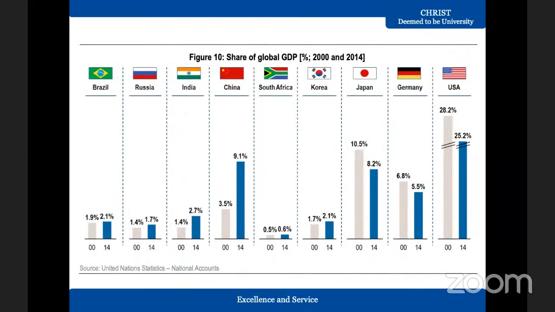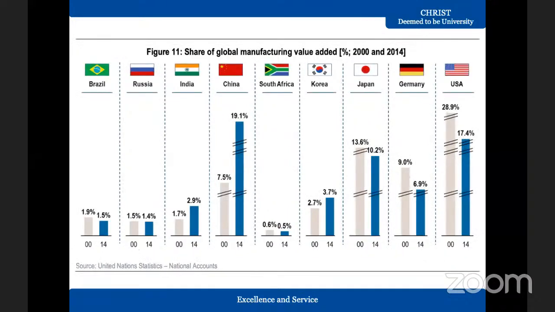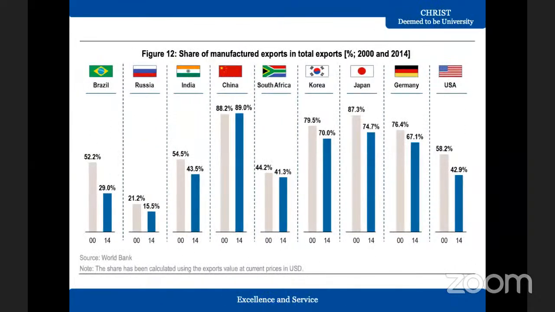So this is another statistic, share of global GDP. Here also we are very minimum. Here in global manufacturing value added, here also we are minimum. And in share of manufactured exports in terms of total exports, here we are a little better. When you see the third graph, in India, in 2020 it was 54.5, and in 2014, 6 years before, it was 43.5.